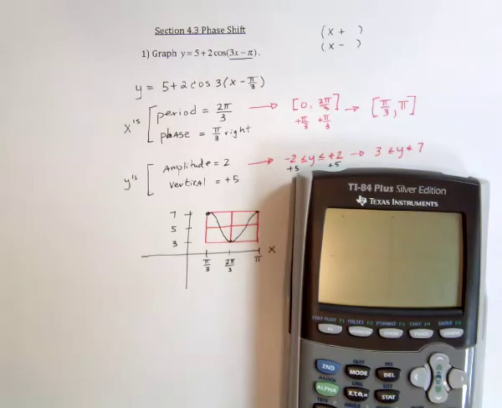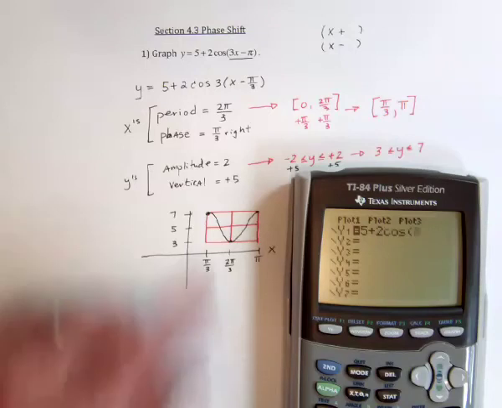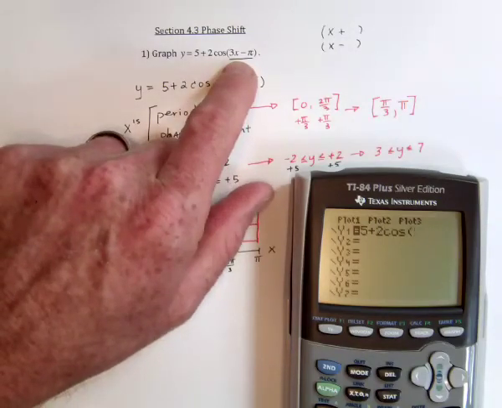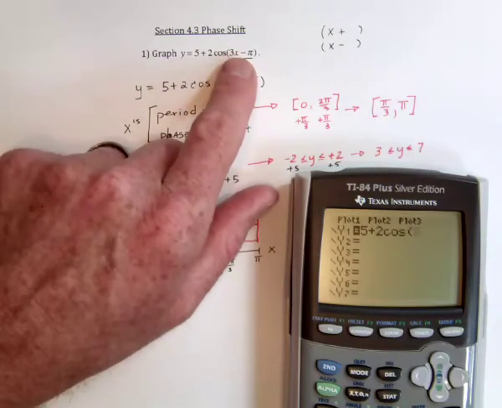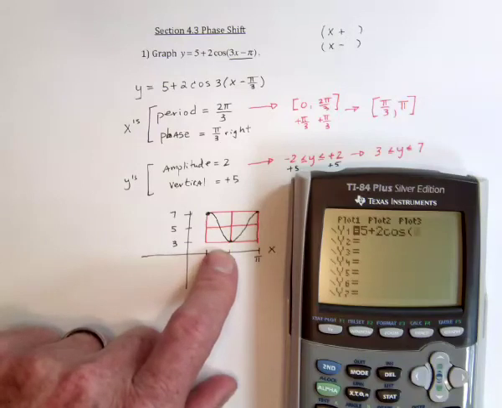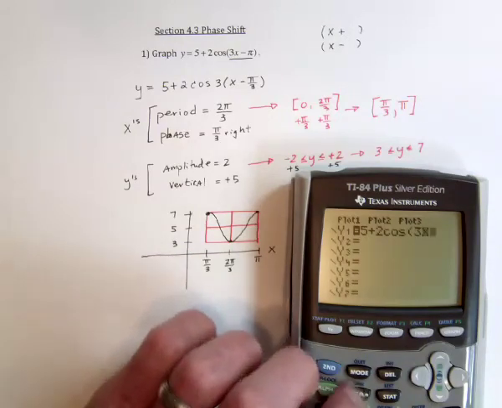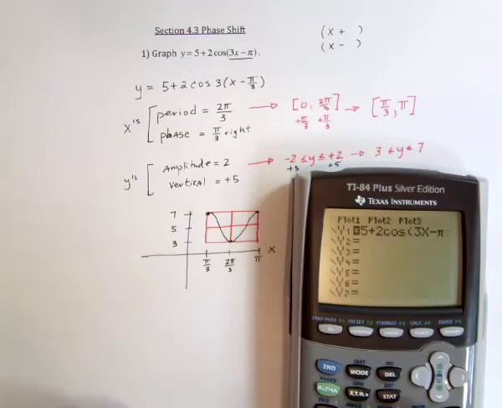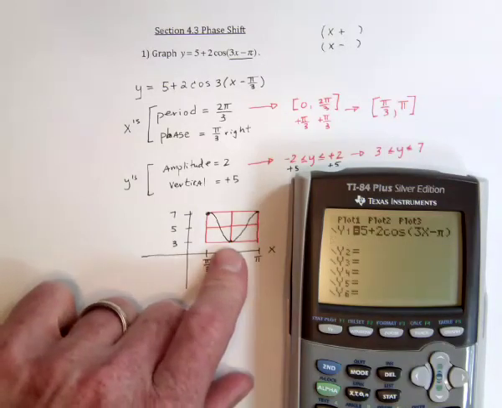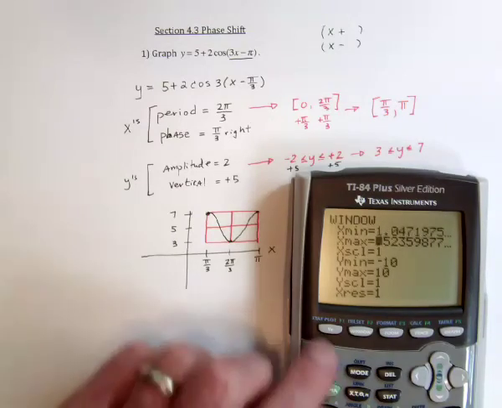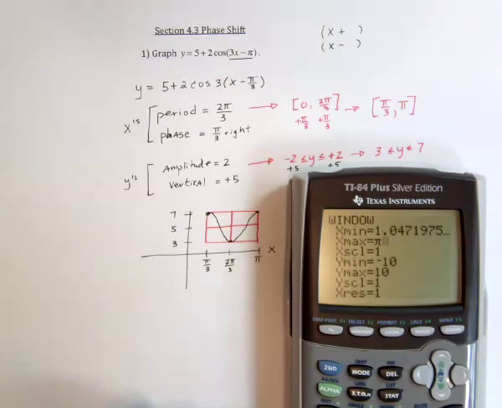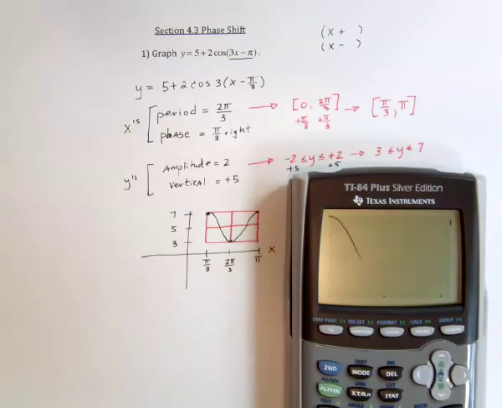And then for a quick check, 5 plus 2 cosine. Always check the original problem, because if I made a mistake in the first step, I don't want to graph my mistake. I want to graph the original problem and see if I got it right. So 3x minus pi. And then change the window to be the same as this red box right here. So x goes from pi divided by 3 to pi, and the y values from 3 to 7. And we should see one cycle of cosine.